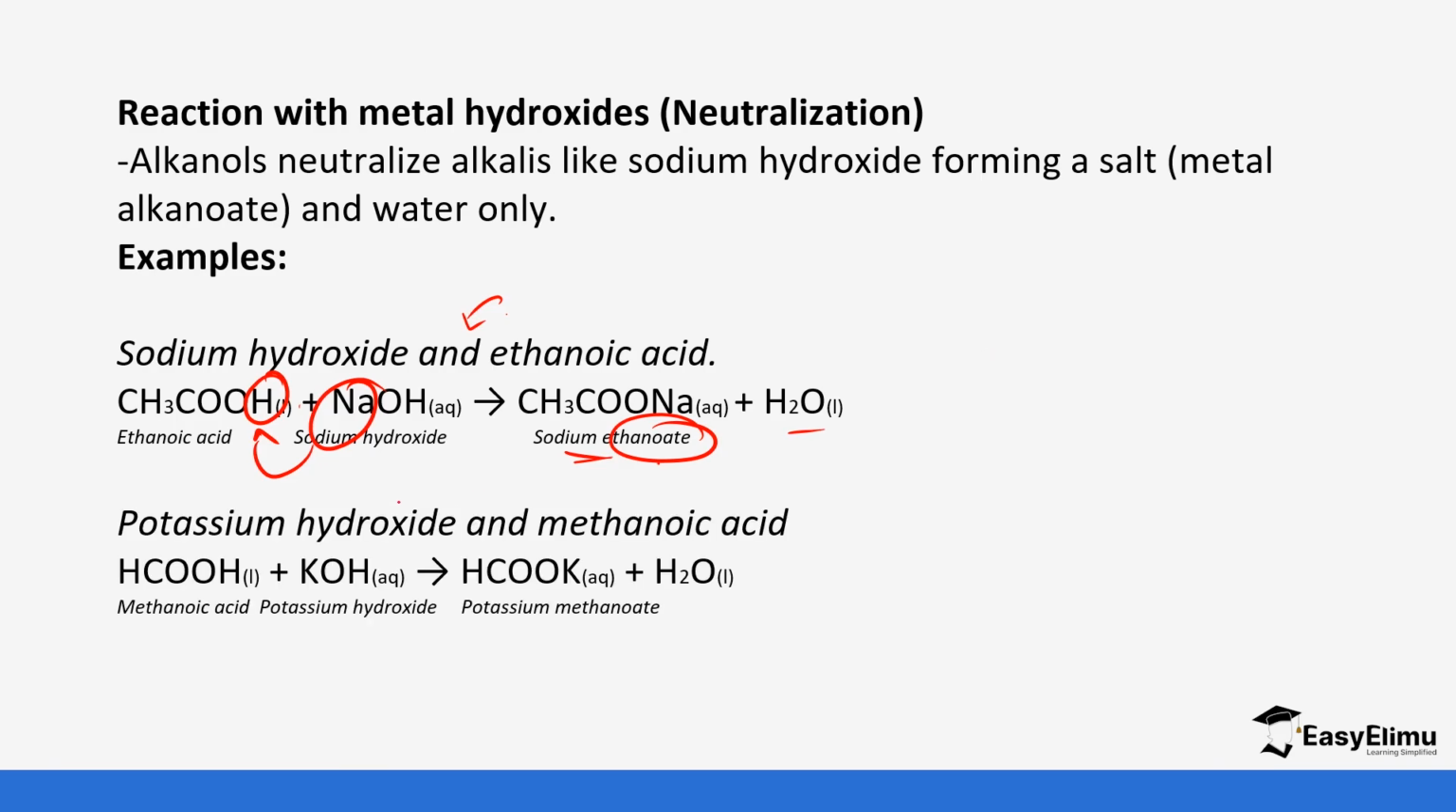If you were to use potassium hydroxide, which is also another alkali, with methanoic acid, for example, the potassium is going to displace the hydrogen in the acid to form potassium methanoate and water. So this is a typical neutralization reaction.